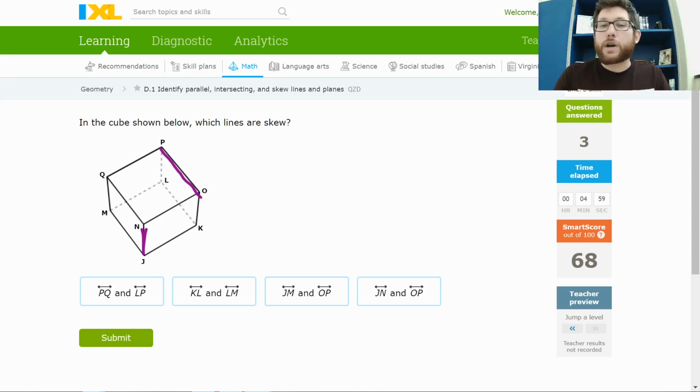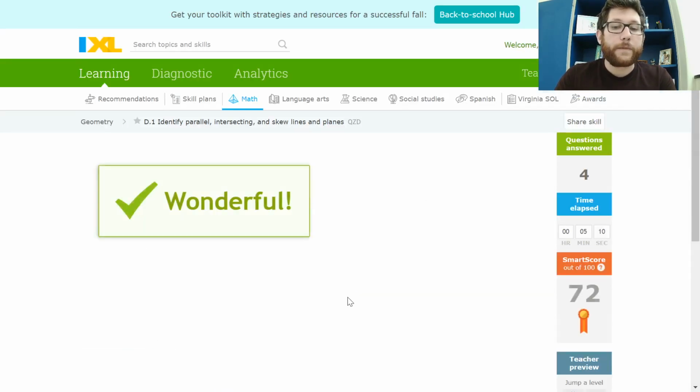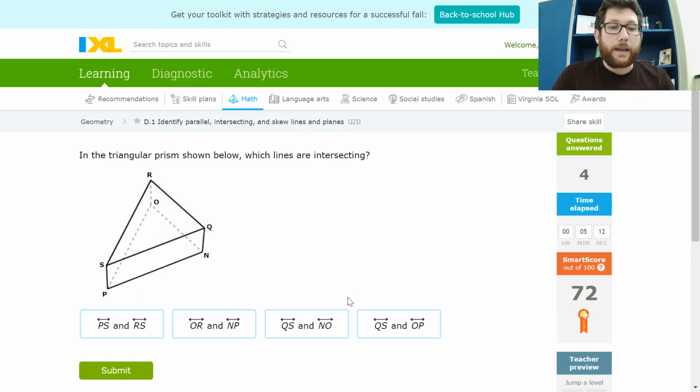This is maybe the most complicated of the things we talk about. People have kind of the hardest time with skew lines. So I did want you guys to see some practice here. Our correct answer here would be JN and OP. So again, this should be an easy IXL. You should be able to get to 100 without any difficulties. So I'm going to expect you to get to 100.